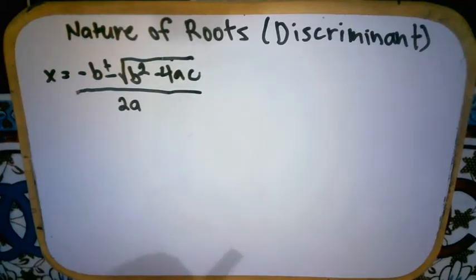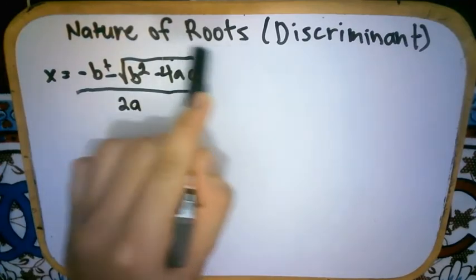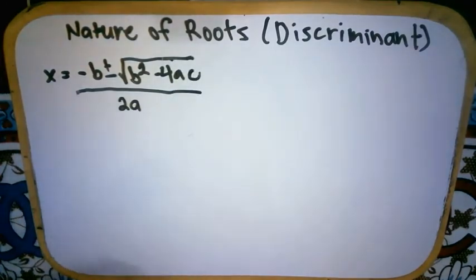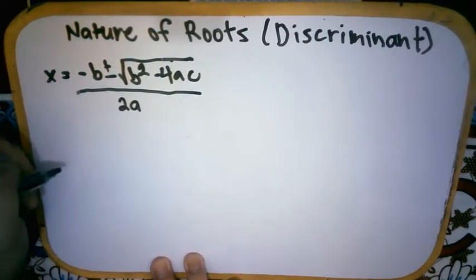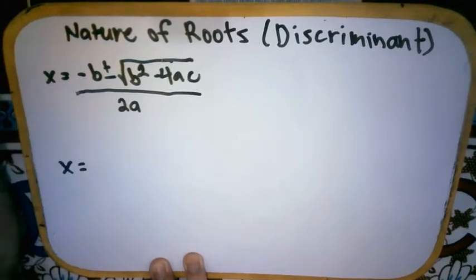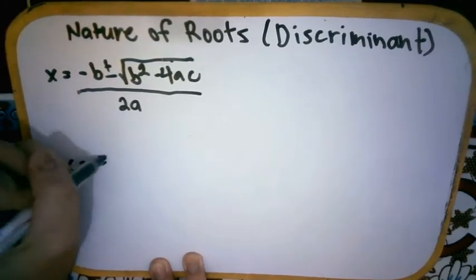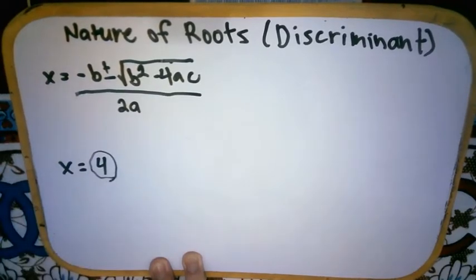We have here roots. So yung word muna na root. Ano ba yung root? Kapag sinabi nating root, ito yung sagot kapag nagsasolve tayo ng quadratic equation. So for example, we have a quadratic equation. And then, ang naging sagot dun sa quadratic equation after we solve ay x is equal to 4. Nag-solve tayo. Ito yung root. So, 4 is the root.